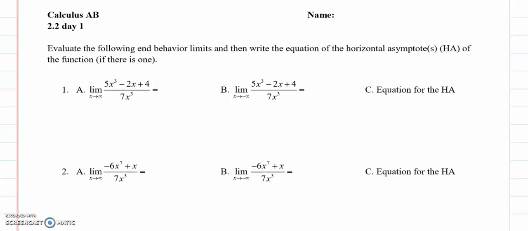Hello, Calc AB. This first side is pre-calc with a little bit of a calculus twist. We're going to be evaluating the following end behavior limits and then writing the equation of the horizontal asymptote. Anytime a direction asks you about end behavior, they're asking about the limits at the infinities. So we don't really care so much about what's happening in the middle of the function. We just care about what's happening at infinity and at minus infinity.